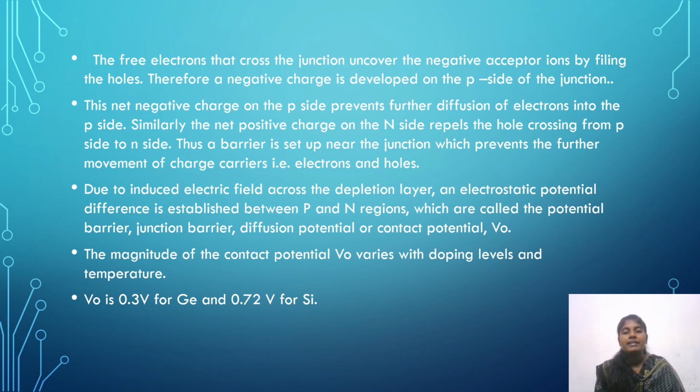Thus, a barrier is set up near the junction, which prevents further movement of charge carriers, that is, electrons and holes. This is the potential barrier. The potential barrier is also known as the junction barrier, diffusion potential or contact potential, V0. The magnitude of the contact potential V0 varies with doping levels and temperature. V0 is 0.3 volts for germanium and 0.7 volts for silicon.